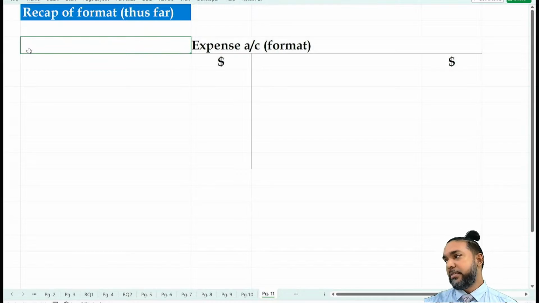So don't let them confuse you or make you think it's more complicated, right? But what you're seeing here today is how to prepare a T account for expenses, and that's one of the things you put in the general ledger. Next week we'll be doing revenue accounts. Okay, so we have to know how to account for expenses.